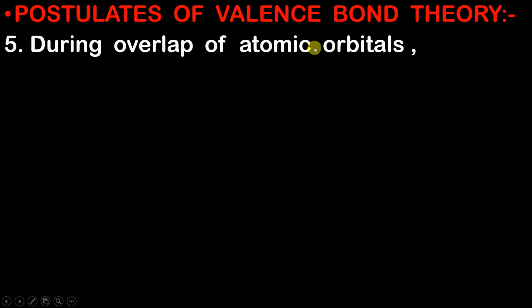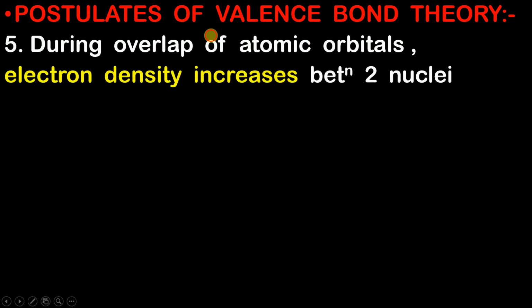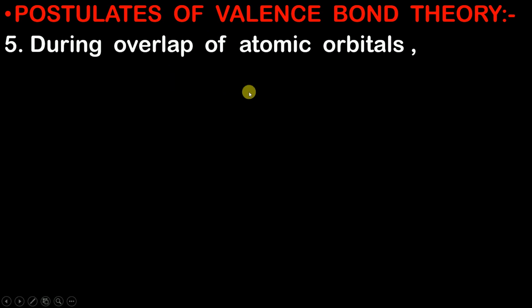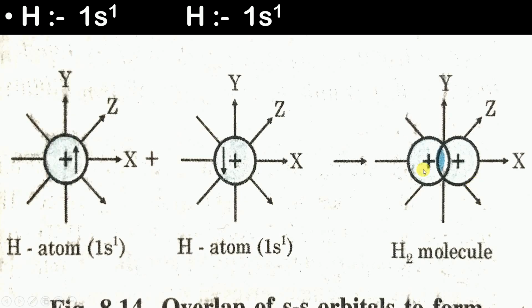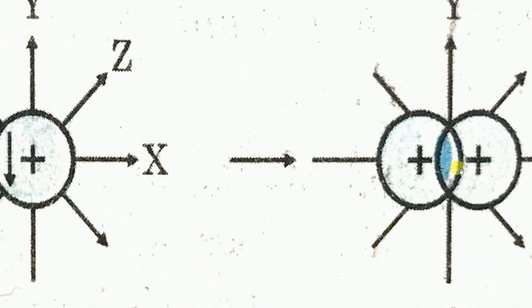Now, the fifth postulate. During the overlap of atomic orbitals, as you have seen just now, the electron density increases between the two nuclei. As you can see over here, this positive sign indicates the nucleus. Why? Because the nucleus is positively charged. And now, in between the two nuclei, there is an increase in electron density.